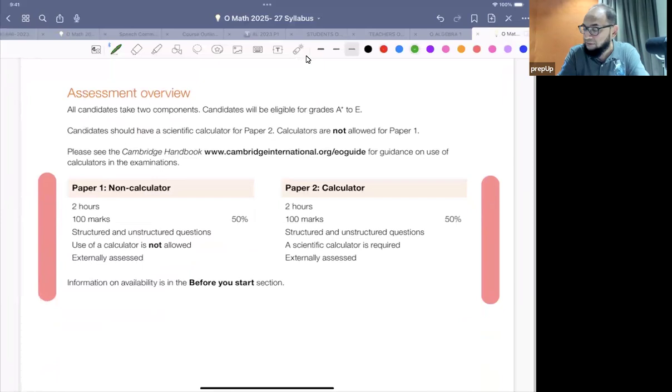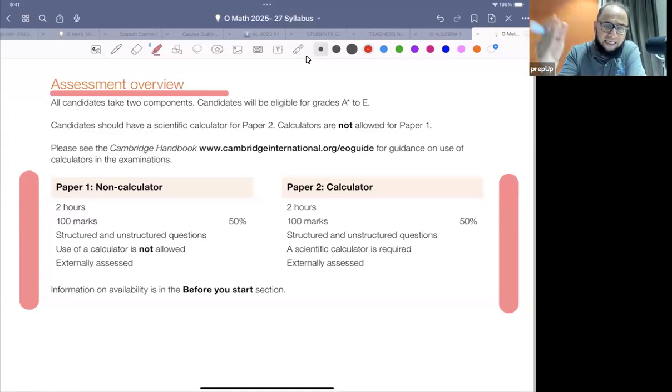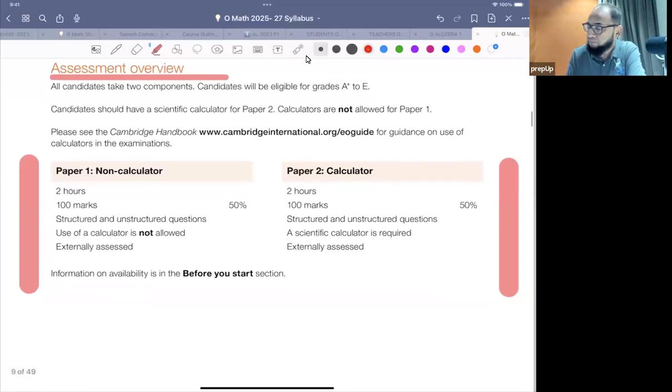What are the aims of the syllabus. So now if I look at the assessment overview, certain changes have been made. Now some new topics were added in O-level maths, and first it used to be an 80-mark paper and then a 100-mark paper. Now it's a 100-mark paper. Let's go through it. Now over here, what we observe is that paper 1, that is the non-calculator version.